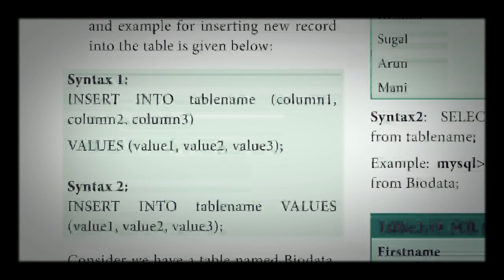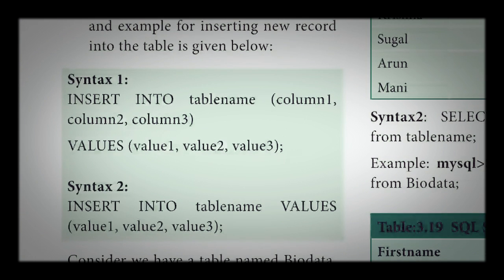Syntax 1: insert into table name, column 1, column 2, column 3, and then values, value 1, value 2, value 3. Or you can use this second syntax: insert into table name values, value 1, value 2, and value 3. These are the two syntaxes that have to be followed to insert a record into a table.